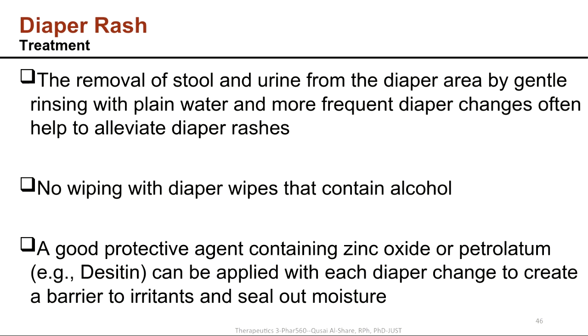The other measures that the mother or the caregiver should be careful about are removal of stool and urine from the diaper area by gentle rinsing with plain water, and more frequent diaper changes. And that's what happens, unfortunately, in a lot of kids, especially in the summertime. They just leave the diaper on for a long time, which may aggravate the problem. So frequent changing of the diaper also helps to alleviate diaper rash.